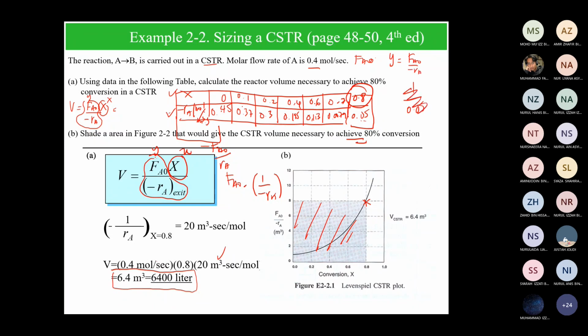Sekarang y-axis you kena kira balik sebab y is equal to FA0 over negative RA. Dia bagi value untuk negative RA, so you kena buat lagi satu kolom kat bawah tu untuk kira FA0. Make sure you kira dalam bentuk 1 over RA: 1 per 0.45, 1 per 0.7, and then you multiply dengan FA0. Setiap satu akan ada value berbeza untuk FA0 times 1 over negative RA. Faham ke up till this point?